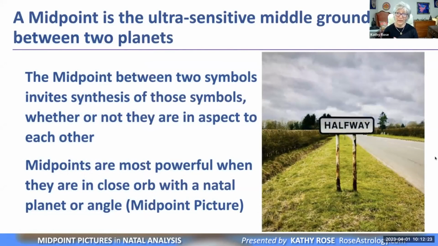So let's start with, what is a midpoint? Well, it is the ultra-sensitive middle ground between two planets or a planet and an angle. And you see the image on screen says halfway. So it's a halfway point. The midpoint between two symbols invites the connection of those two symbols, two planets or a planet and an angle, whether they are in aspect or not. So it allows you to start blending some planets that may not be connected by aspect. Midpoints are most powerful when they are part of a midpoint picture, and that's what we're going to talk about next.